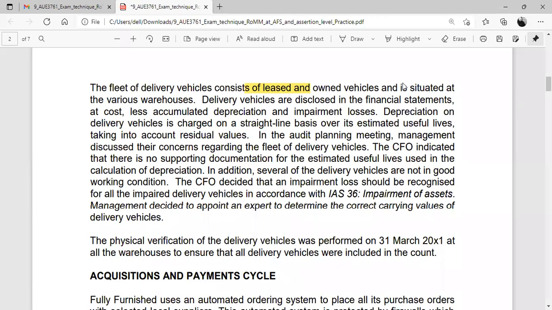But remember, valuation doesn't go alone. It goes with accuracy and allocation. Okay, I understand. Yeah.